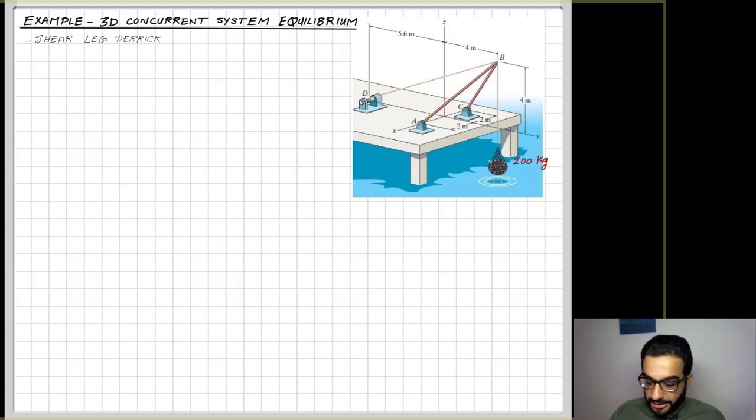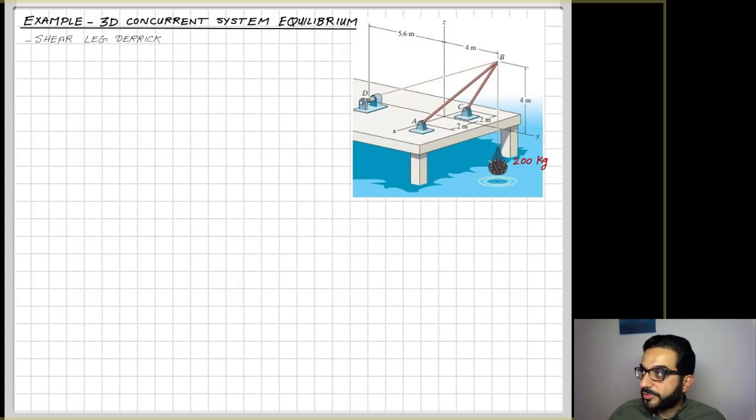So the 3D concurrent system we have here is a shear log derrick. It's a system that's used to haul and hoist, lift heavy things. And like a pier here, we have a load of fish. The weight of it, or the mass of it, you have to be careful. The mass of it is 200 kilograms.